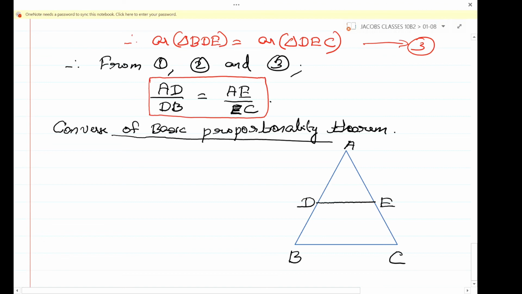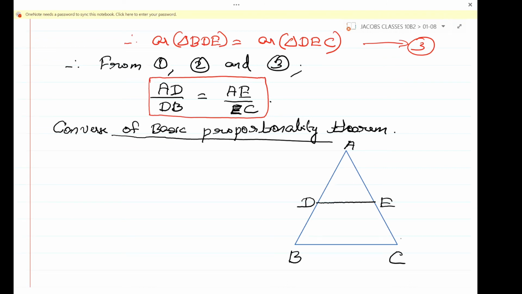But one thing is given: AD by DB is equal to AE by EC. Then we can write DE will be parallel to BC. Then we will conclude that DE will be parallel to BC. So that is the converse of BPT. That means the proportionality of sides will be given, then we are going to conclude the opposite one.